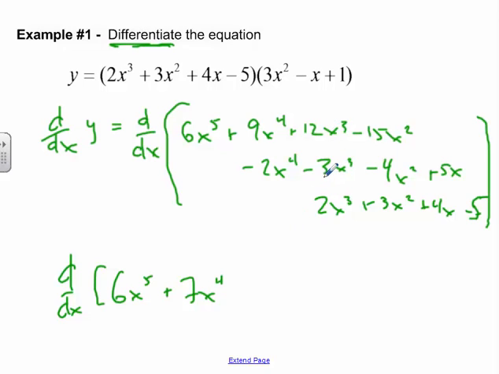12 minus 3 would be 9, plus 2 gets you back up to 11x to the 3. 15 minus 4 is minus 19. Add 3 gives you minus 16x squared. Then you'll have 9x, and you'll have minus 5.